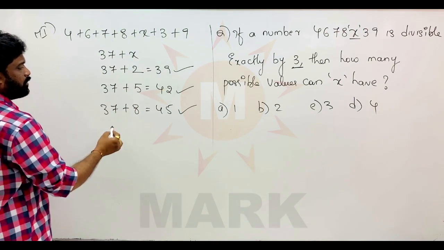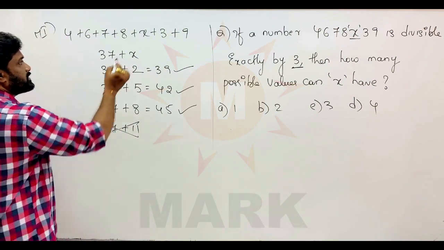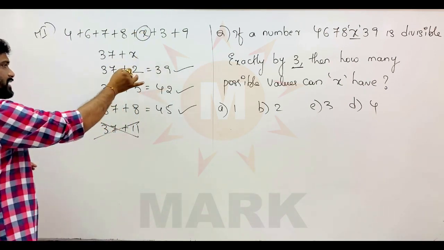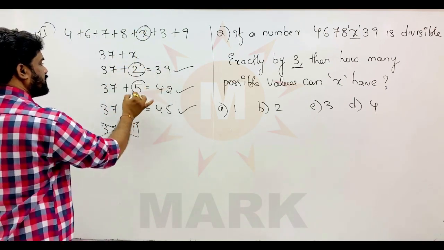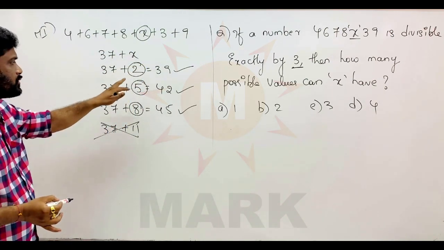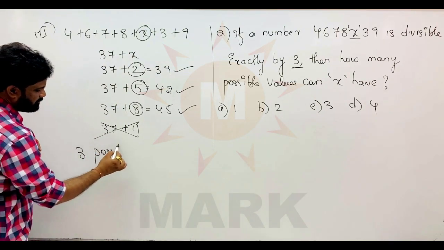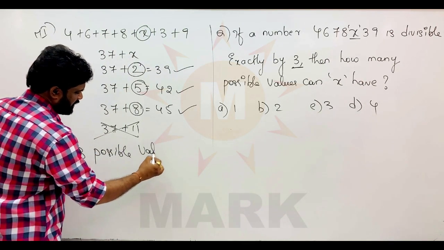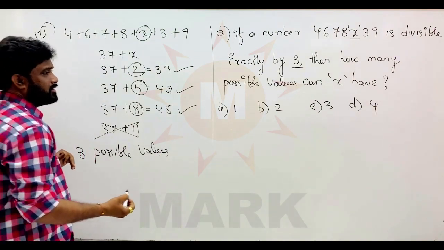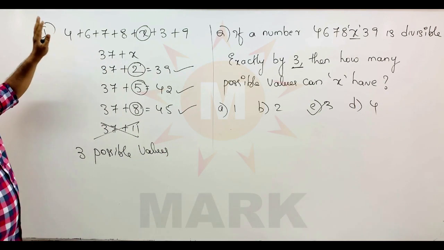Then 37 plus 11 is not possible, because x is a single digit number. So there are only 3 single digit values that I can put in the place of x. What are they? 2, 5 and 8. How many possible values? 3 possible values are there. So 3 is the correct answer. This one I have done with the help of the digit sum method.